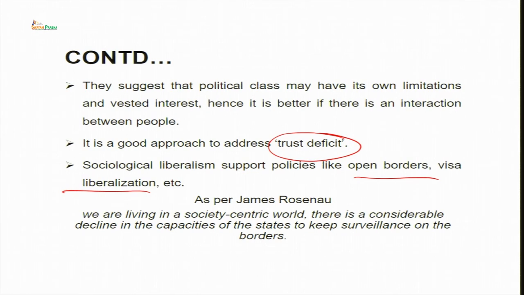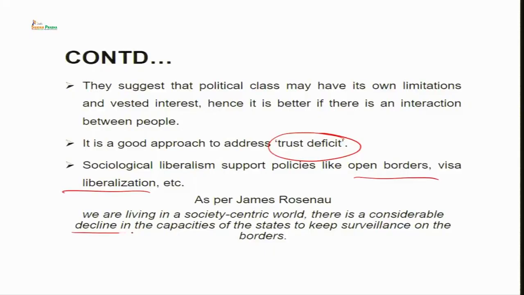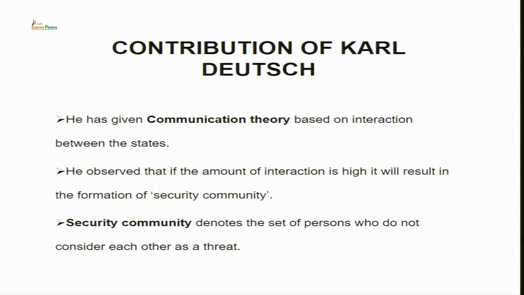So, as per James Rosenau, he is a supporter of sociological liberalism, and he says, we are living in a society centric world. There is a considerable decline in the capacities of the states to keep surveillance on borders. So, if the capacities of the states are declining, we should focus on more people to people contact, because international relations is not the exclusive domain of governments. We all have to do with international relations. We all get affected because of international relations.